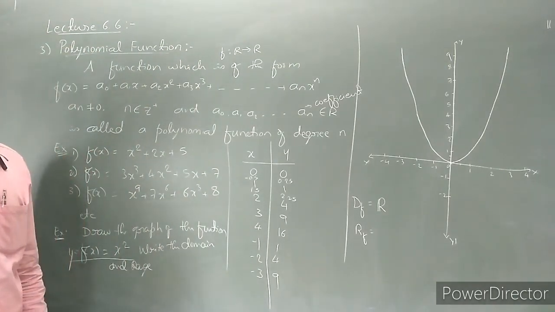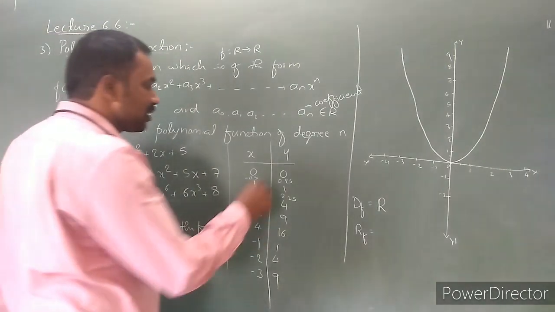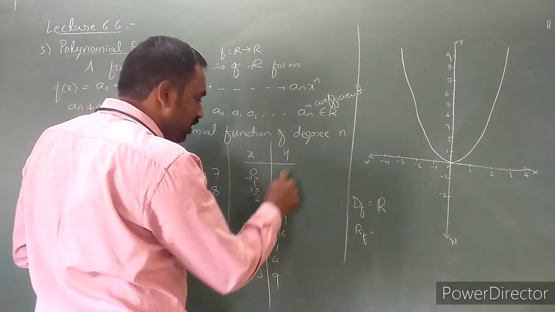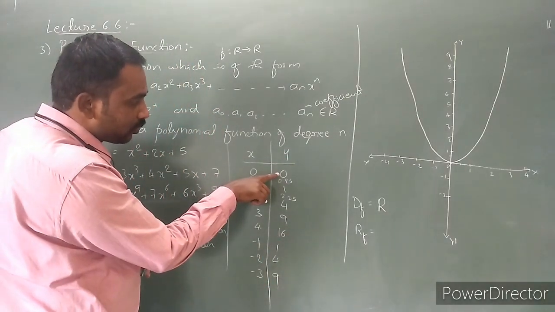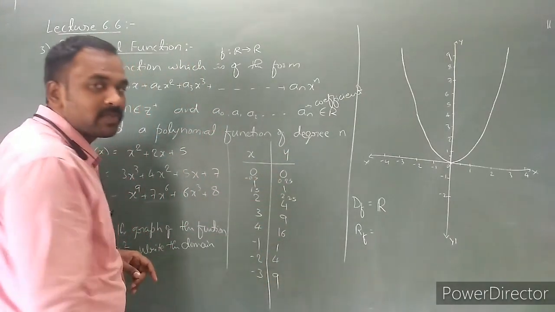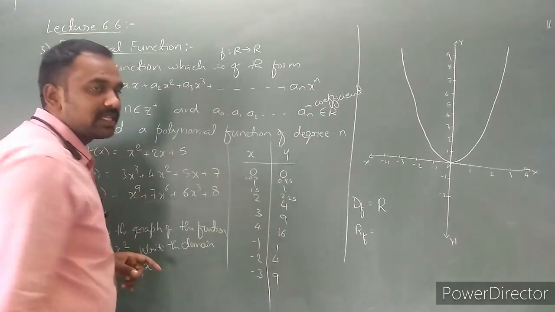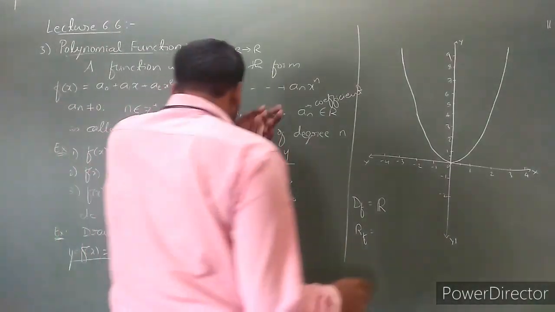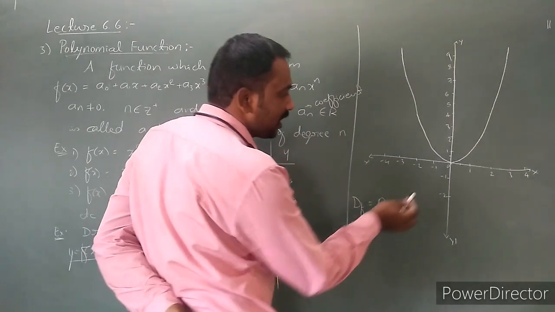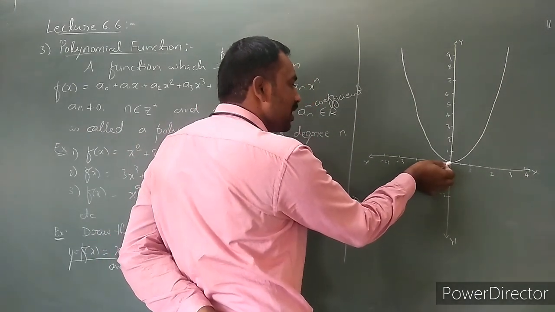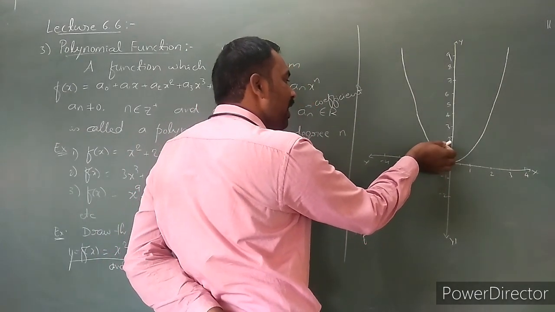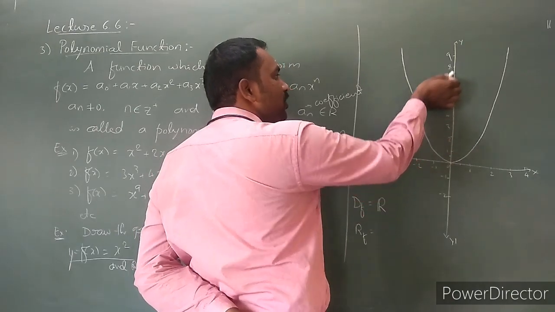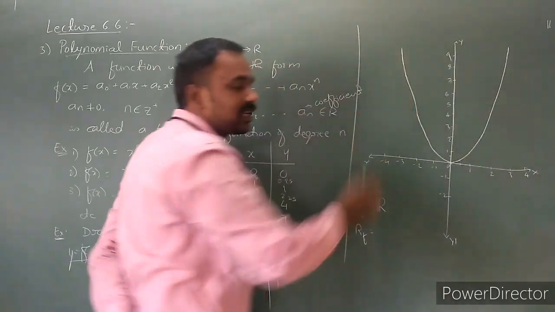Next, the range of the function. What are the y values? The y value is the required range. Observe that 0 and more than 0 only is there. If you come to the graph, observe that the y values are taking 0 and more than 0. More than 0 means only positive real numbers you are considering.